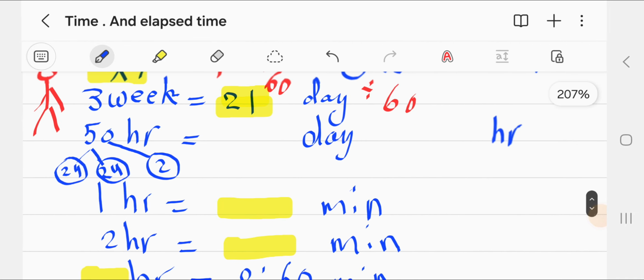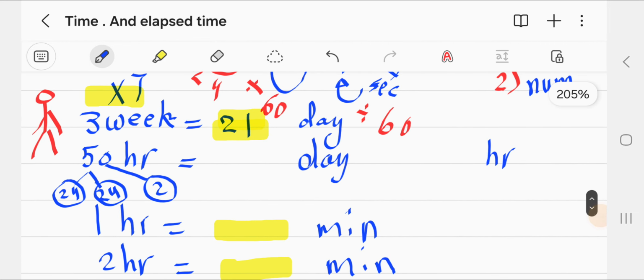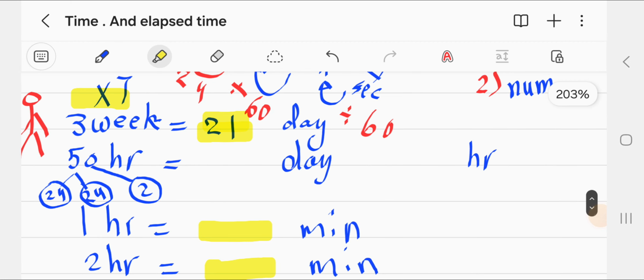So right now let's color together. Let's color the complete days. This is the first day and this is the second day. So I have 2 days. So this is the answer. 2 days. What about the remainder? I have 2 as a remainder. So put it here as the remainder of this, in hours. Okay? This is the second idea.